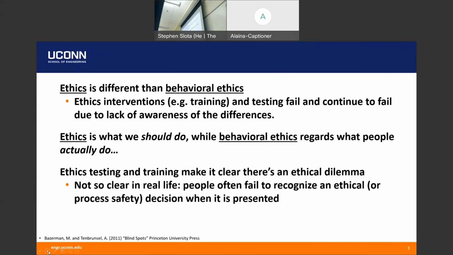You can define it sort of simply: your ethics is what you should do or what you believe you should do, but behavioral ethics is what you actually do in the moment when confronted with the decision. And ethical testing and training often make it clear that there's an ethical dilemma. So if I give you a case study after the fact and say, hey, here's a case study, read it. What would you do, right?